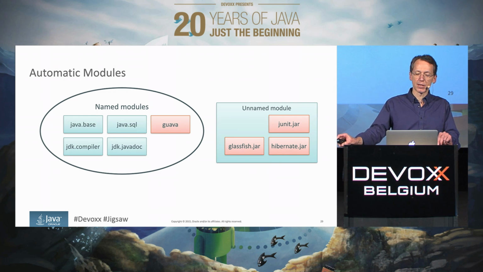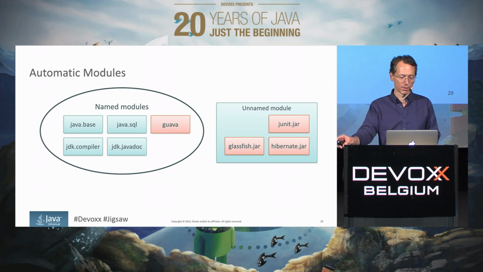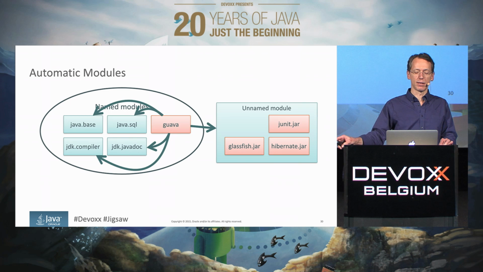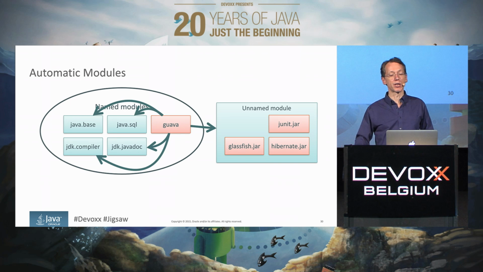An automatic module is a named module declared implicitly rather than explicitly. Its name is derived from the jar file name in an obvious way. Placing guava.jar in the module path gives us an automatic module called guava. As before, whenever you see a module, you should ask, what does it read? What does it export? The automatic module guava reads everything in the JDK image and the unnamed module. It's as if it says requires unnamed. Now the hindrance to migration is gone.